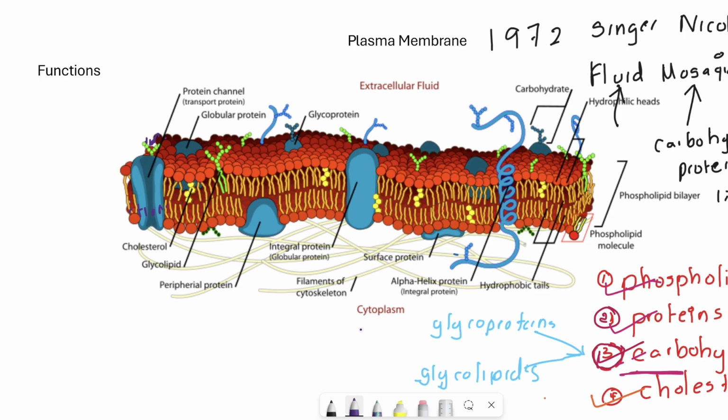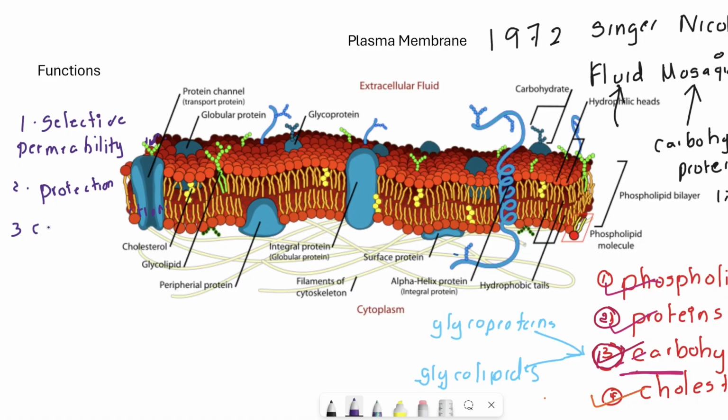Moving to the function of the plasma membrane, there are different kind of functions, but in here I will be talking about the major ones. The first one is selective permeability. It controls the movement of the substance in and out of the cell. It allows nutrient in and waste product out. The second role is protection. It acts as a barrier against harmful substances.